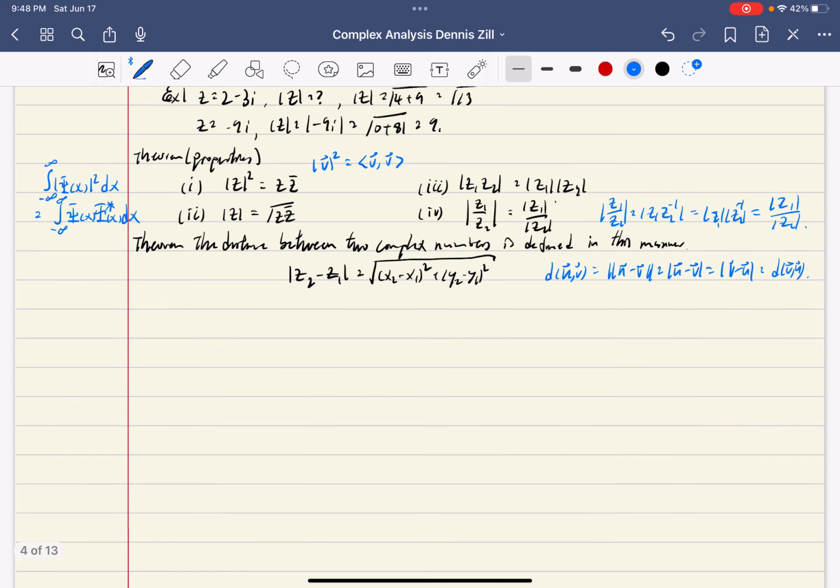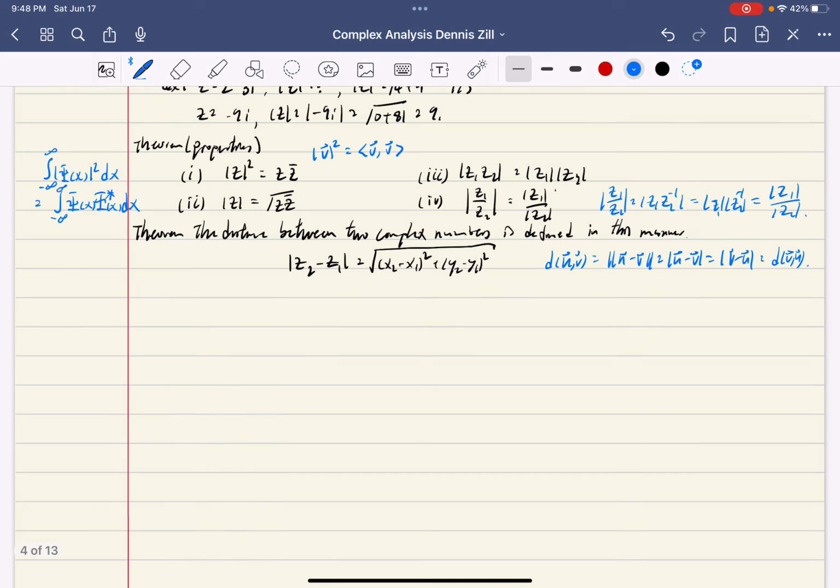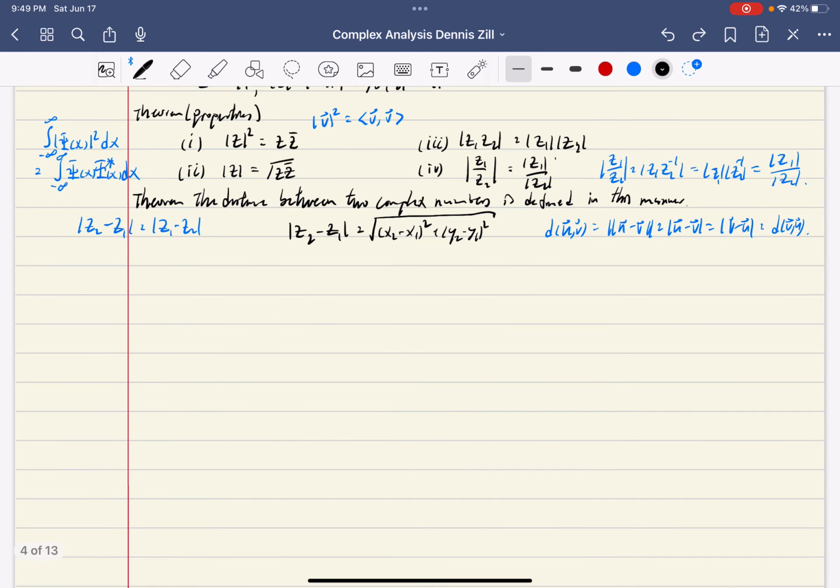So really this also has a corollary, which is that the modulus of z2 minus z1 is also equal to the modulus of z1 minus z2. Well, because they're being squared, it doesn't really matter how you place it. So really you can flip it around and you can do the proofs for that, but it's very similar. Anyways, let's do example 2. That was example 1. Example 2.